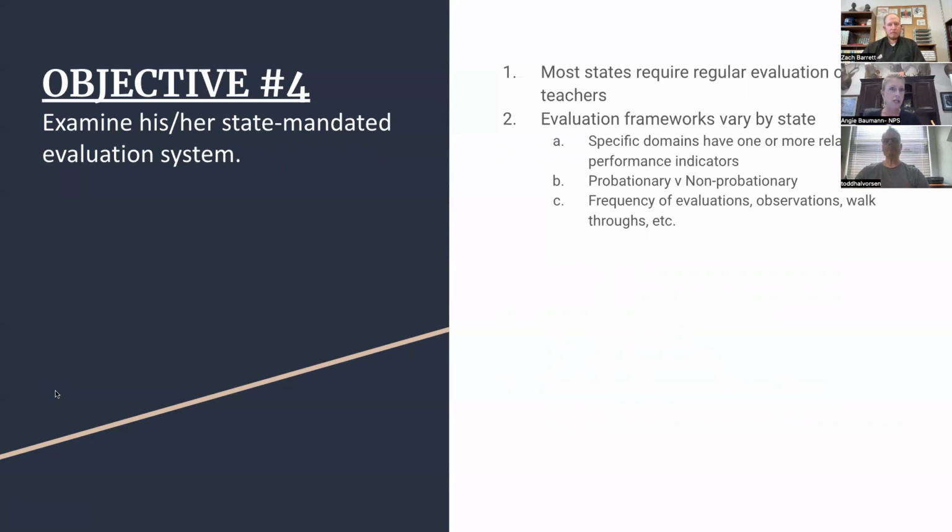All right. So objective 4 is examining state mandated evaluation systems. Most states require regular evaluation of teachers, but it does vary by state. Some of the examples that were given in the book are that Iowa has 8 standards and Tennessee has 6 different domains that they look at. So each state has something different.